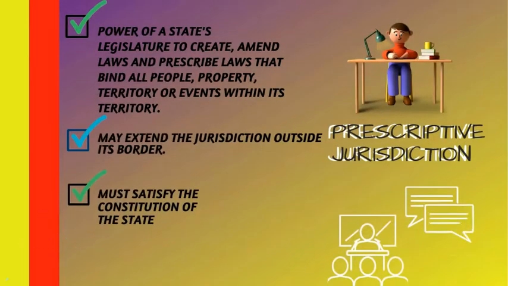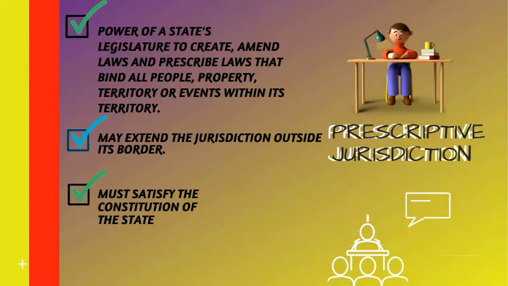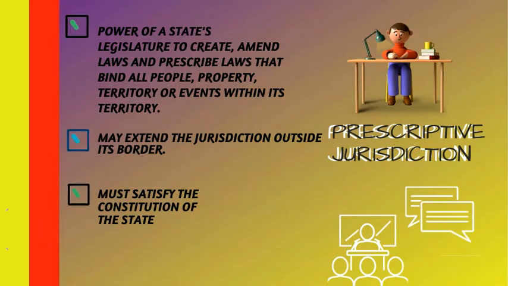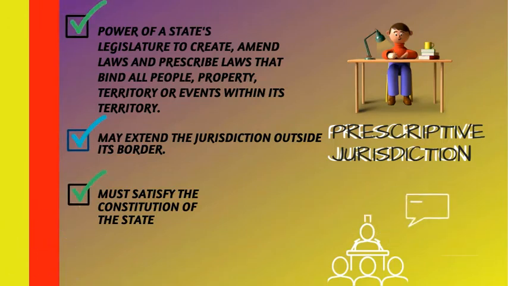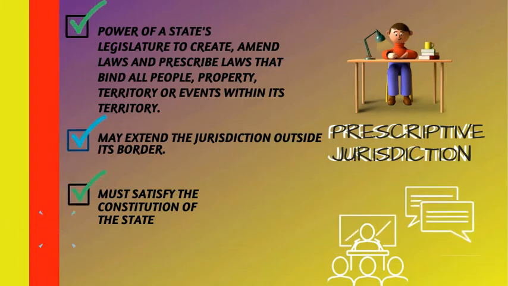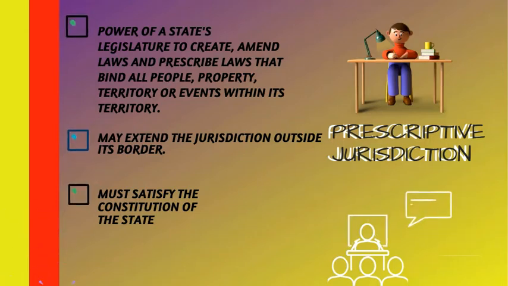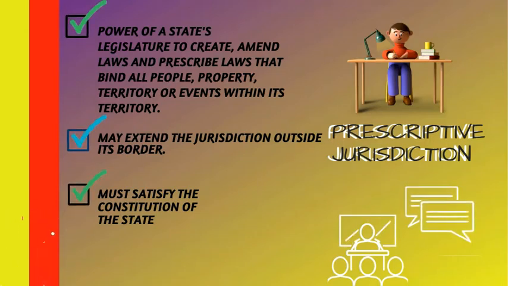Firstly, prescriptive jurisdiction. It is the power of a state's legislature to create, amend, and prescribe laws that bind all people, property, territory, or events within its territory. The state may extend the jurisdiction outside its borders through international treaty or customary law. Also, the legislation created must satisfy the constitution of the state. If not, it is not considered as law.